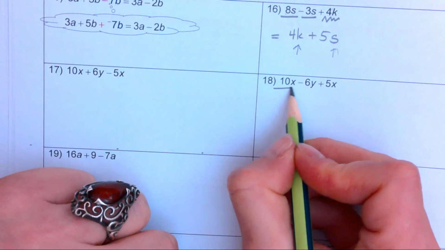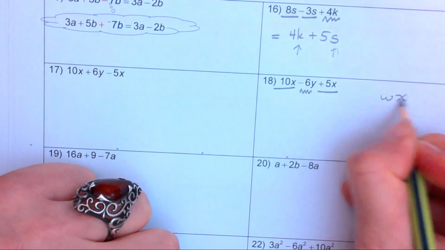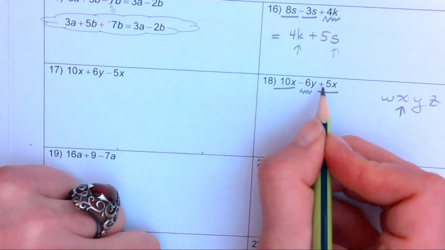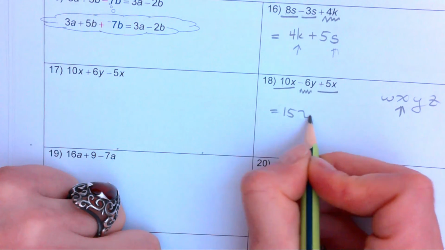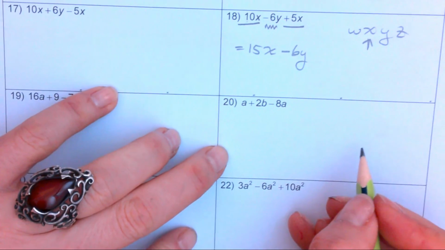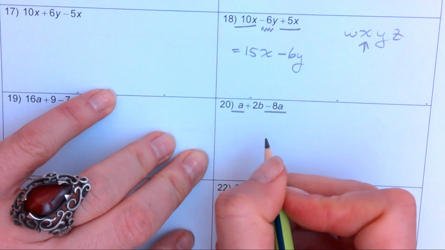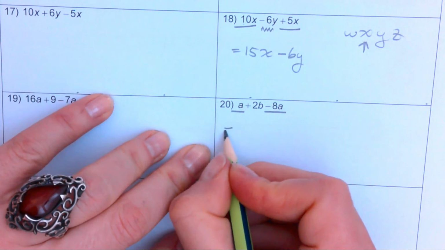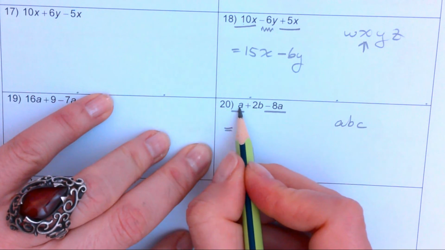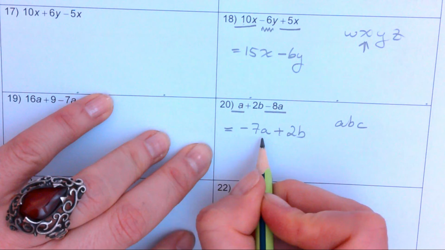So the 10x and the 5x go together because they're like terms, and this y does not. W, x, y, z. So that means x goes first. So I have 10 x's plus 5 x's, that's 15 x's, and I lose 6 y's. Okay. I have 1 apple, and I lose 8. I don't know how that happens. And it goes A, B, C. So I have 1 and I lose 8, so that means negative 7a plus 2b. So you can see A, B, C.